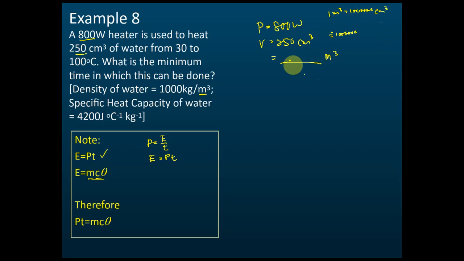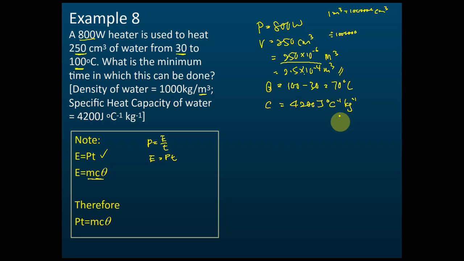Yes, 250 times 10 to the power of negative 6, and this equals 2.5 times 10 to the power of negative 4. So this is the volume. After that, the change of temperature, theta, equals 100 minus 30, which is 70 degrees Celsius. And they want us to find the time taken. The specific heat capacity is 4,200 joule per degree Celsius per kg.